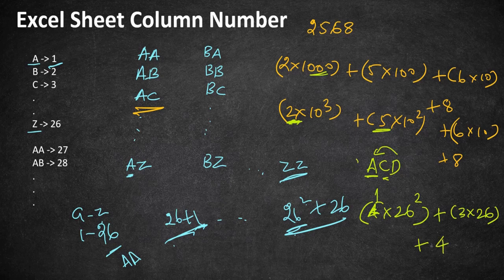If suppose we have a B in front of these three, then we should add B's value, which is 2, into 26 power 3. So this is how we are going to convert our column titles to numbers. Hope you're understanding this logic. So let's get into the code now.